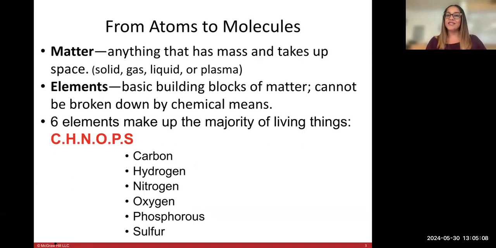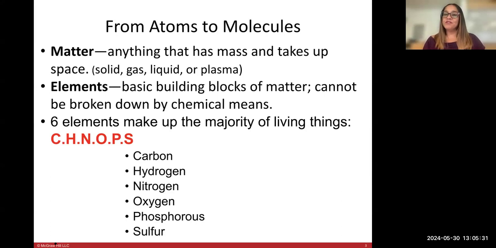So matter is anything that has mass and takes up space. It has 3 states, which you probably learned in junior high: solid, liquid, gas. The 4th state is a fairly new category. It's called plasma. It's kind of a thicker, gelatinous liquid. We don't go over that one too much in here. That's more of a chemistry experiment.